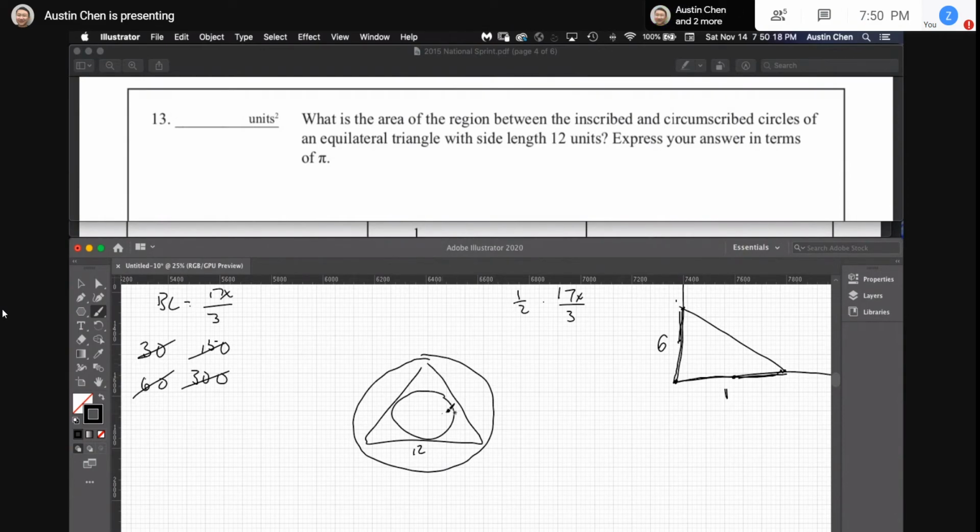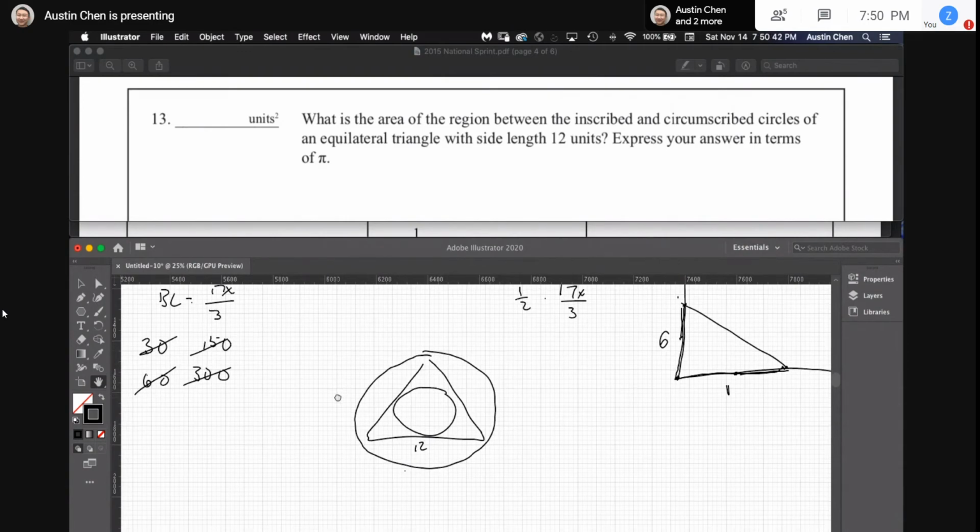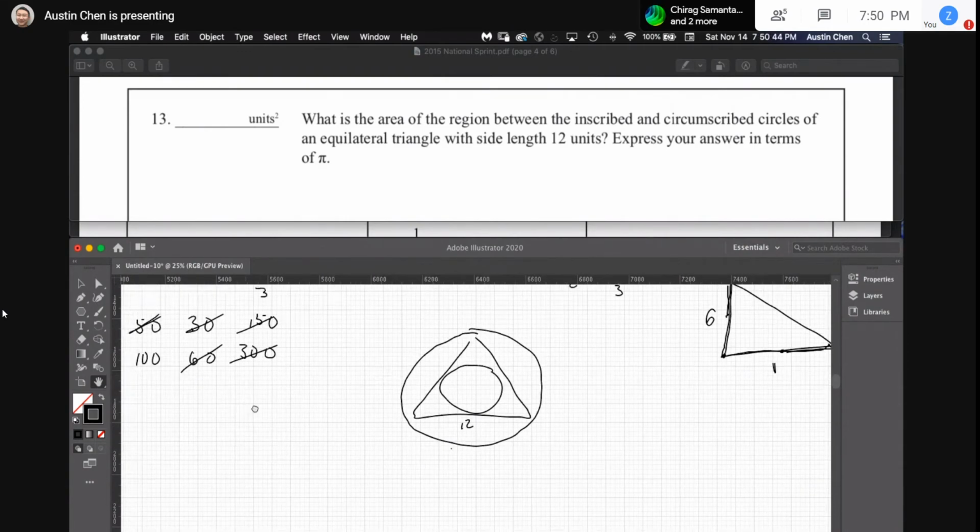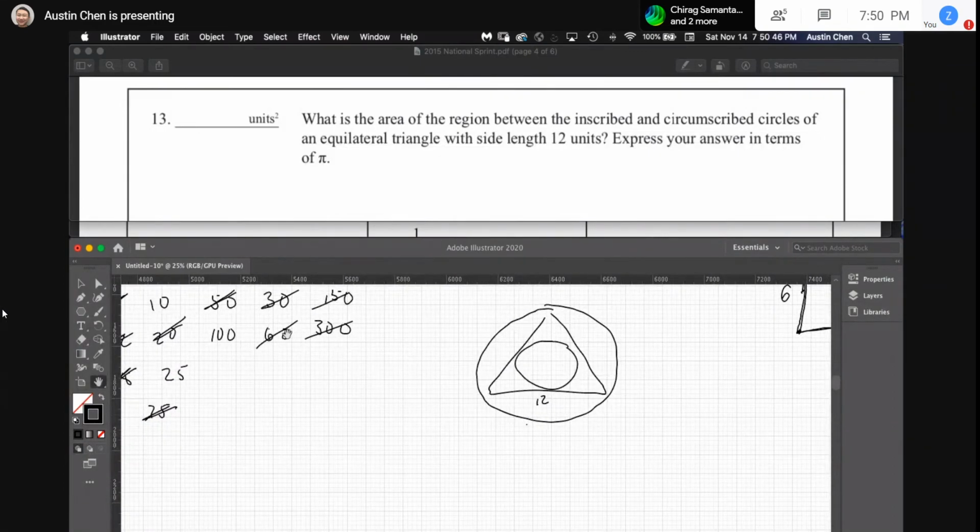So the best way to do this is to find the inradius and the circumradius and use that to find the areas of the circles and subtract them to get the middle area, the middle region. There are formulas for the inscribed radii and the circumscribed radii of a triangle, and they're pretty important to know. So I'll talk about them here.